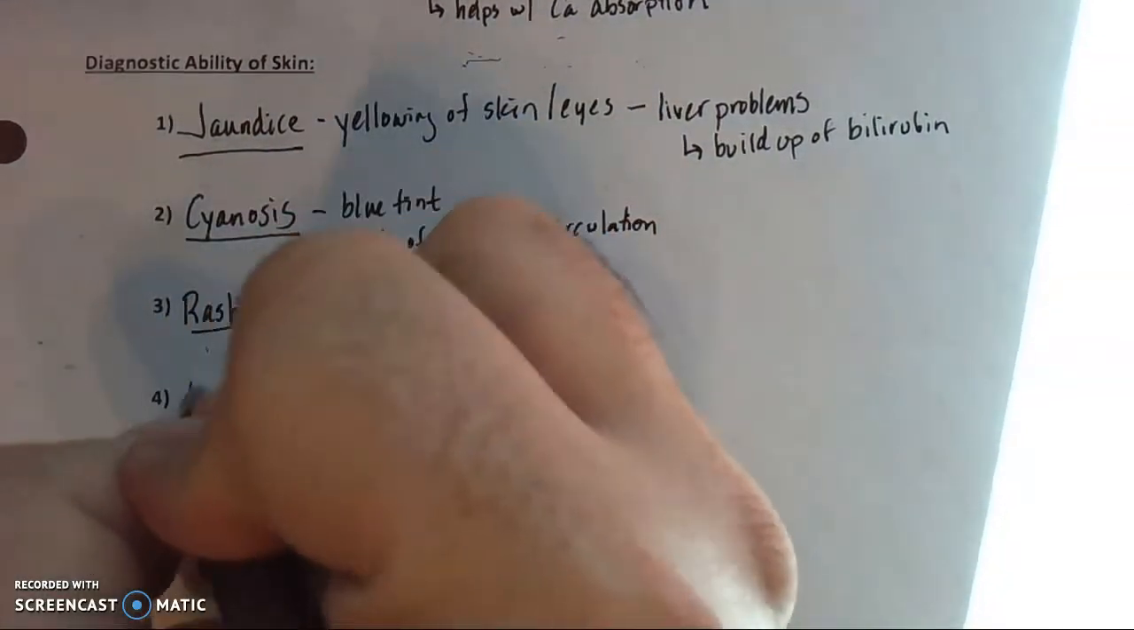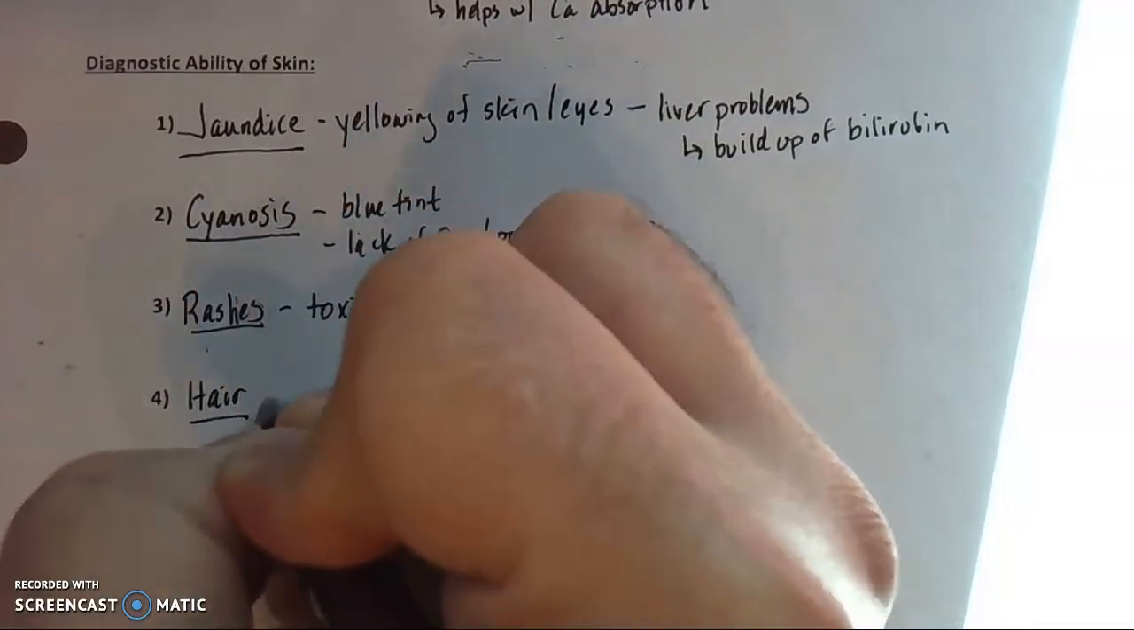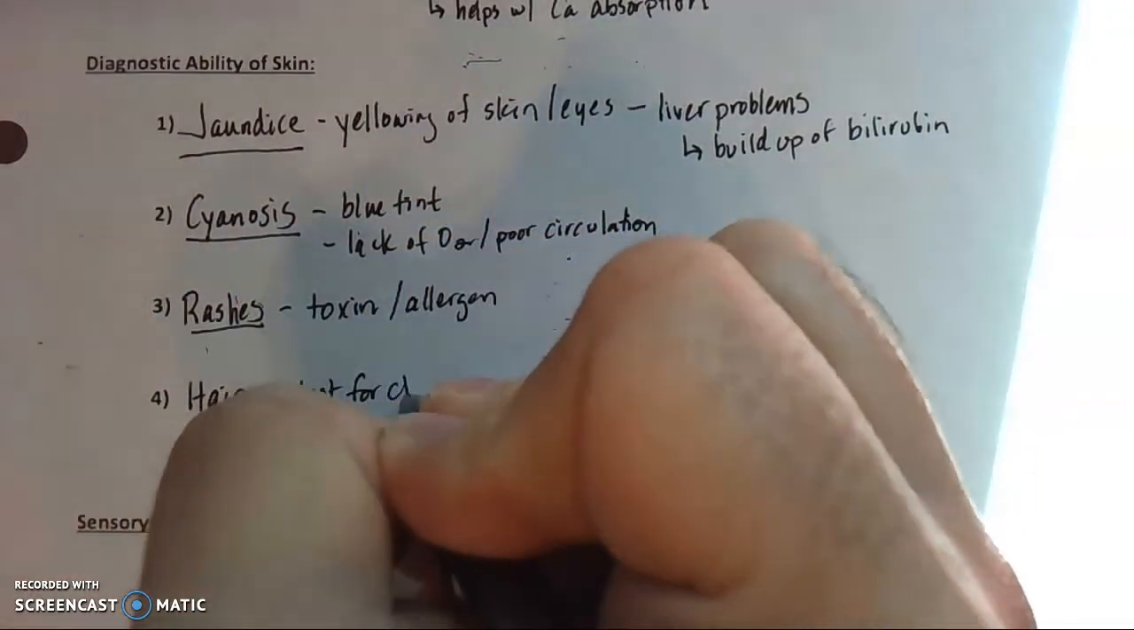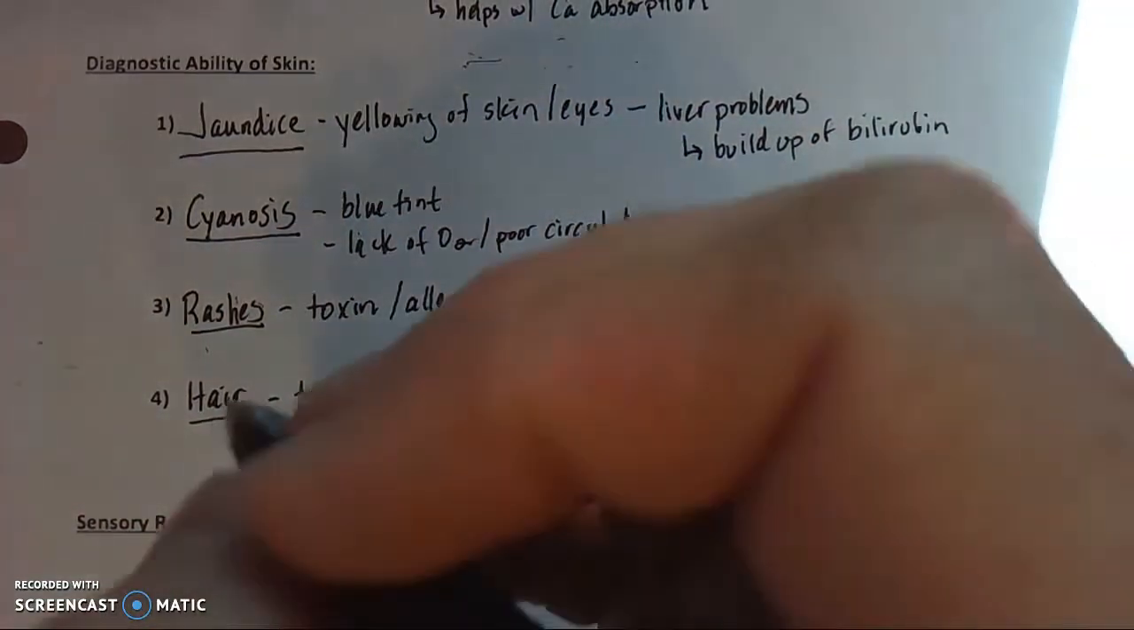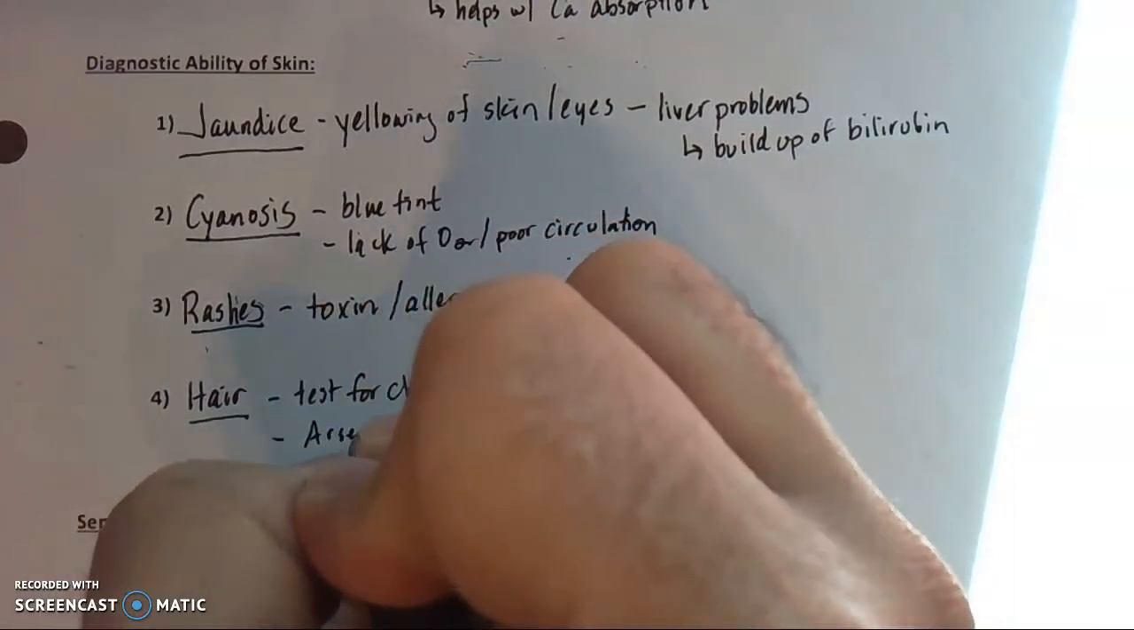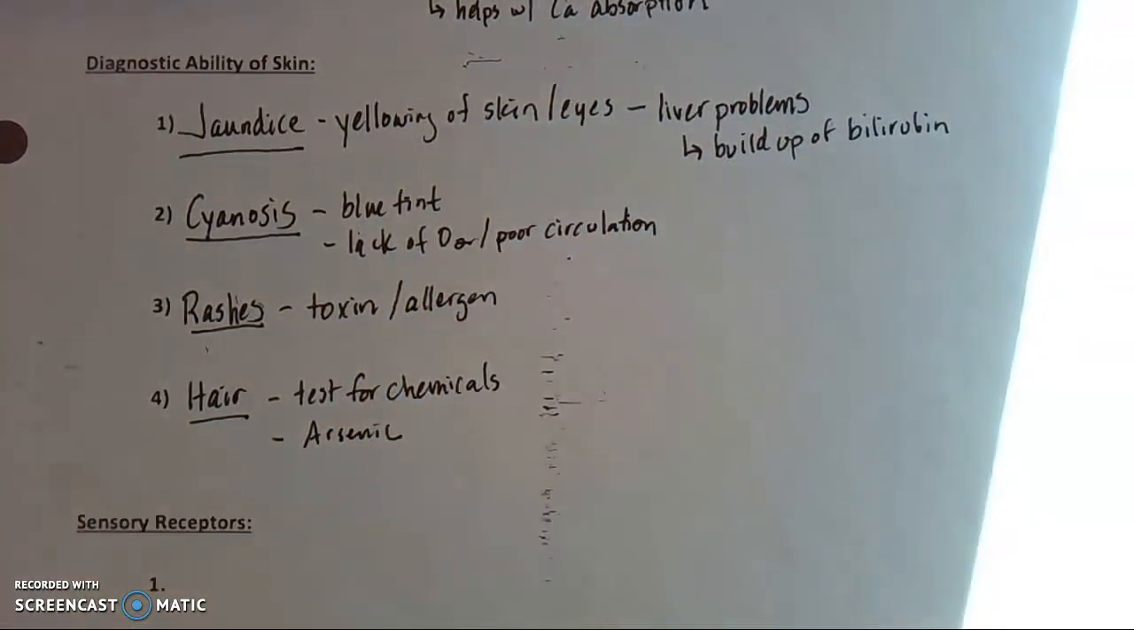And the last thing that we can look at is hair itself. Hair we can test for chemicals. So some chemicals leave their own print on hairs, and we can test the hair. And one of those is arsenic. So if somebody is suspected of being poisoned by arsenic, you can actually test their hair and find that out. You can even do this after somebody dies because hair stays around for a little bit and it doesn't decompose as quickly as the rest of the body. So you can actually dig somebody up or exhume somebody and test their hair if that was something that was expected.